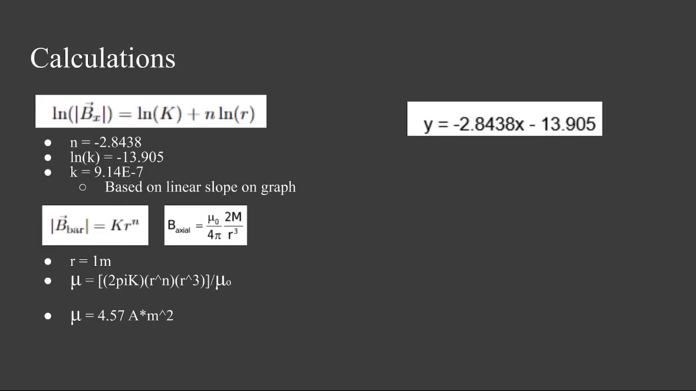Calculations were performed to find n, natural log of k, and k. This was completed through the linearization equation. The value of n is found from the slope equation earlier. Mu was found through the distance dependence formula. We assumed that r was equal to 1 meter, and we found that mu was equal to 4.57 amps times meters squared.